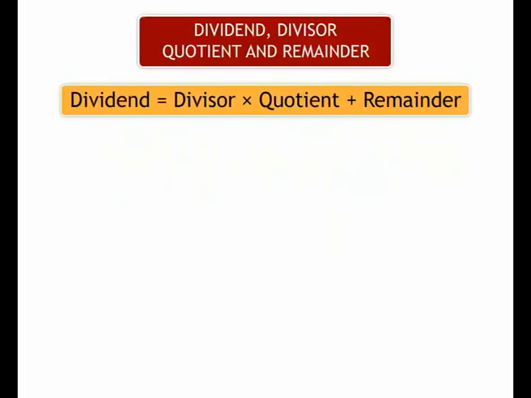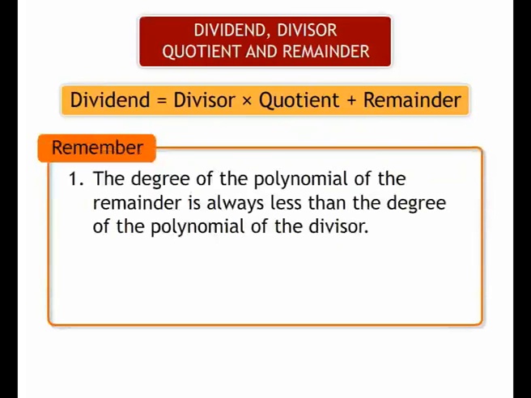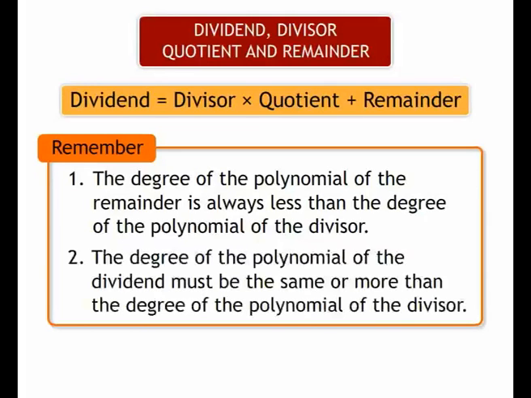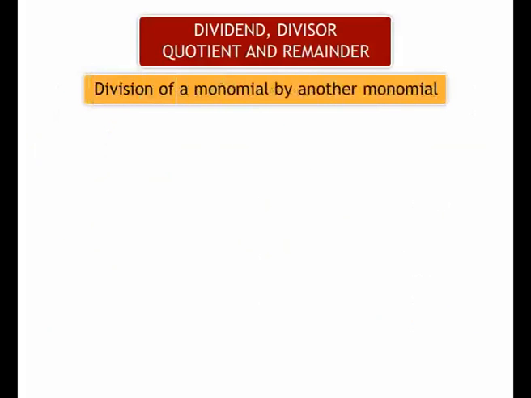You only have to remember two things. 1. The degree of the polynomial of the remainder is always less than the degree of the polynomial of the divisor. 2. The degree of the polynomial of the dividend must be the same or more than the degree of the polynomial of the divisor. Let us see an example of division where we divide a monomial by another monomial.